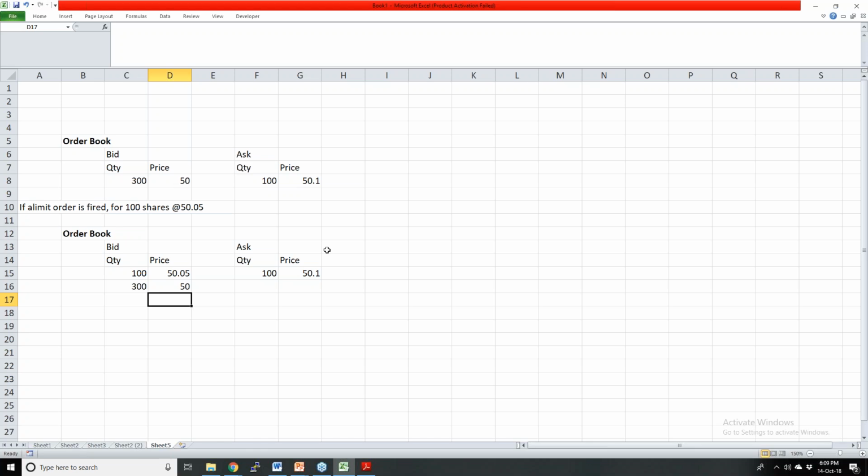Guys, the matching engine doesn't care about a limit order or a market order. It only cares about the price time priority. If the engine is working on price time priority, then it only cares about that. It just doesn't matter whether it's a market order or a limit order or whatnot, right?